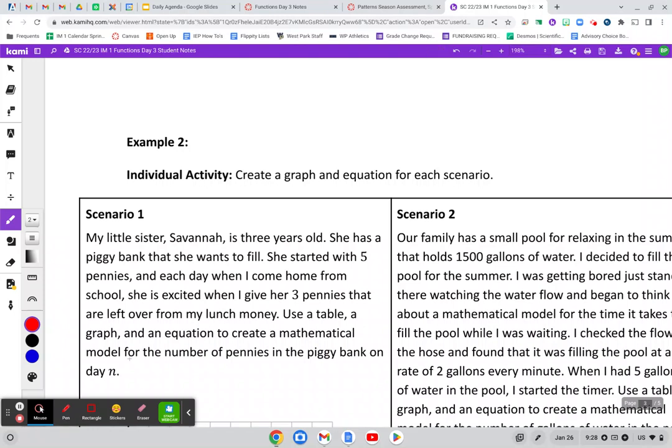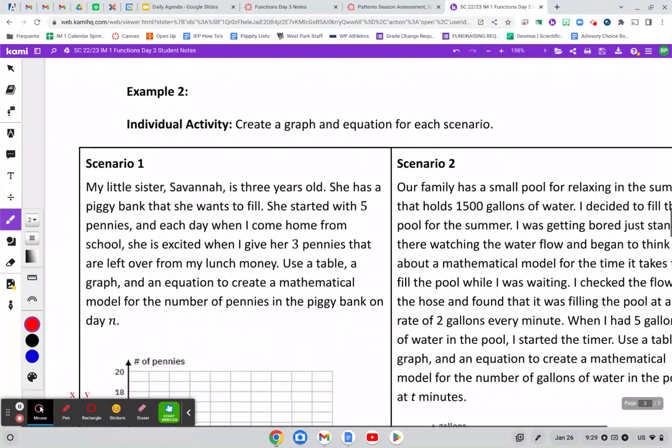is 3 years old. She has a piggy bank and she wants to fill it. So she starts with 5 pennies. Stop there. So she starts with 5 pennies. That's where this is a little bit different than the last one. In the last one, we were starting with 0 books, but here we are starting with 5 pennies. So before we even start counting, before a day has passed, we already have 5 pennies. And each day, she's adding 3 pennies to the piggy bank.